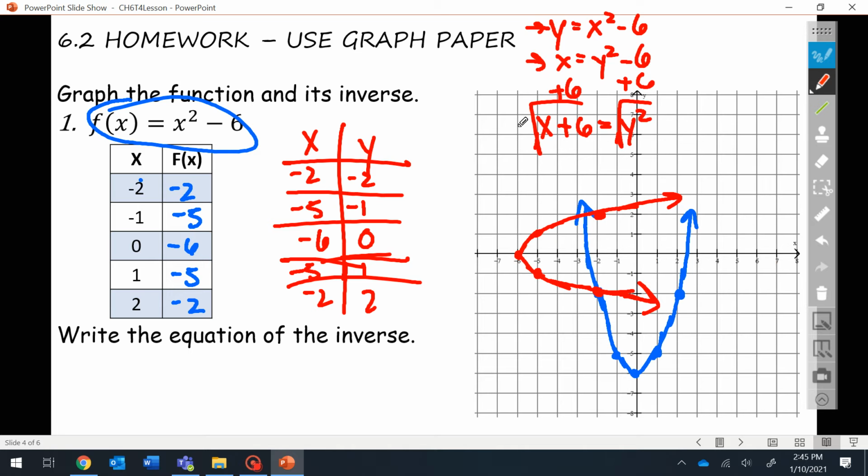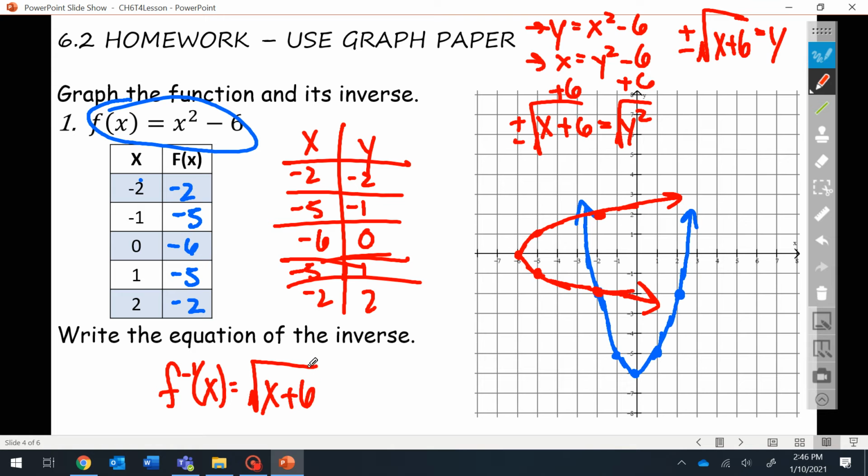And then we'll take the square root of both sides, plus or minus. So we get plus or minus the square root of x plus 6 equals y. Okay, so the inverse function would be f inverse of x equals square root of x plus 6. And that's this function right here, the red one. Oh, sorry, plus or minus. And that's two functions. There's the plus function, which is the positive square root of x plus 6, and the one underneath right here is negative square root of x plus 6.